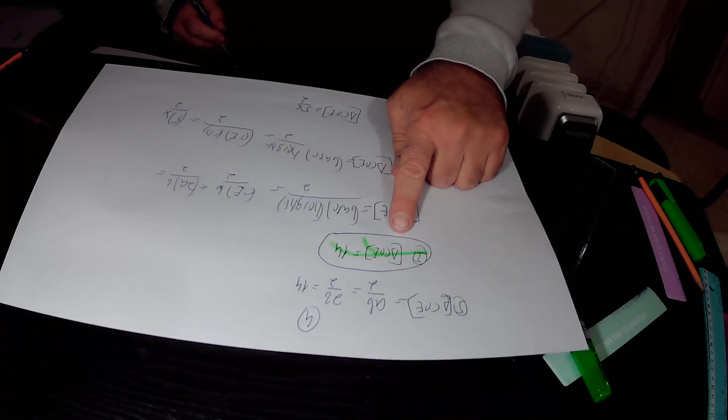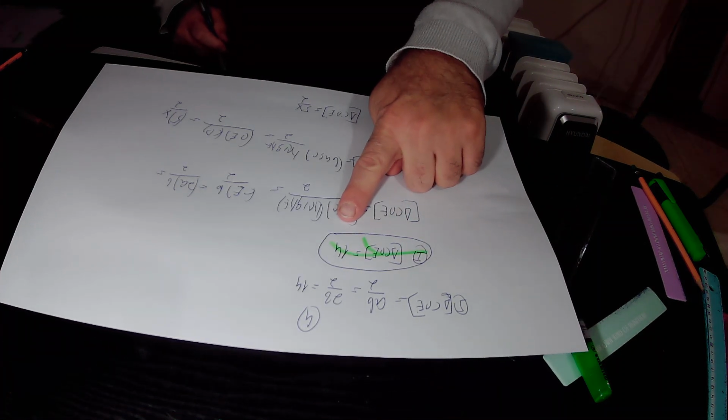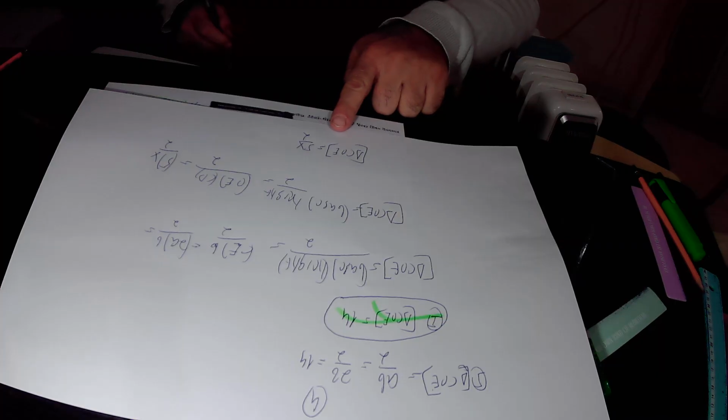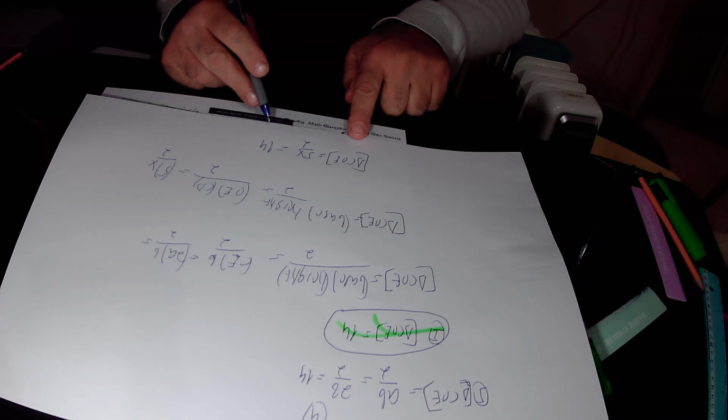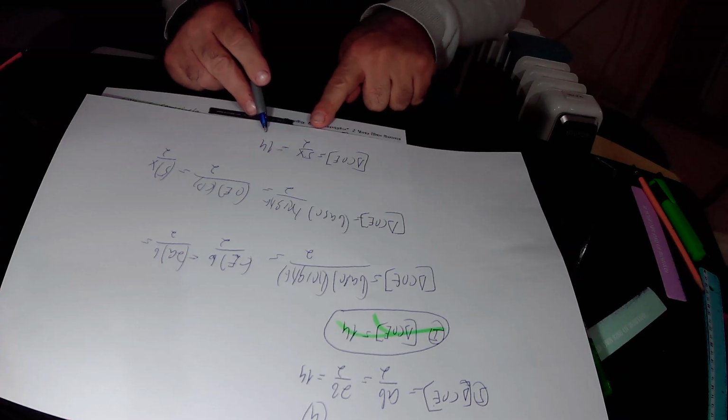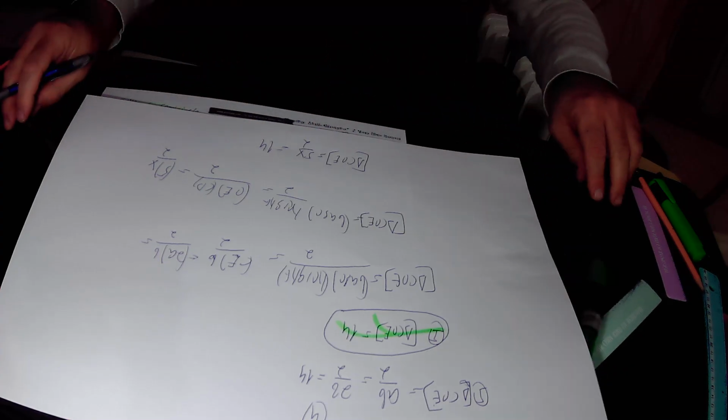But we already found that the area of the green triangle COE equals 14 square units in size. So we can find that the area of the triangle COE equals 14 square units in size. And from this equation, we will derive that 5x over 2 equals 14.